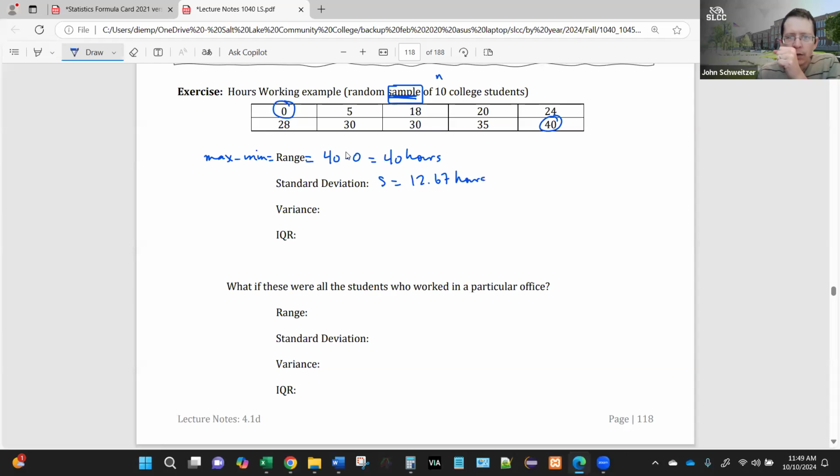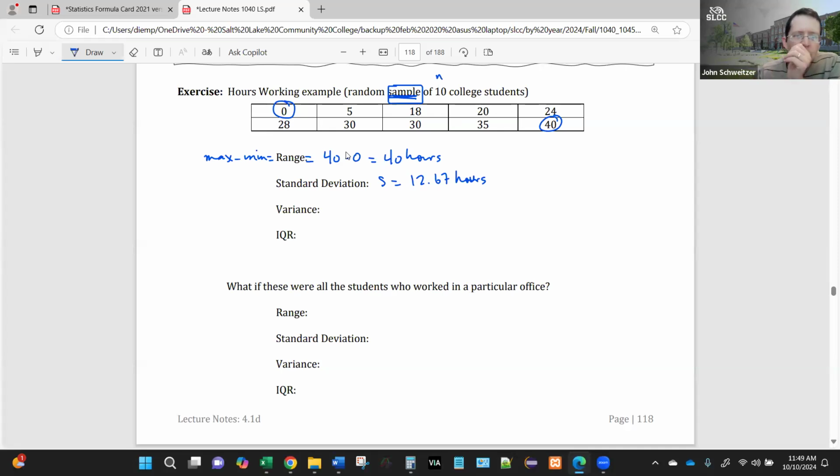So maybe we'll round that to the 2nd decimal place. And again, one of the strengths of the standard deviation is that the units are the same as the data. So this will be 12.67 hours. And what does that tell you? Well, it's a measure of the typical distance from the middle of the data set. So the typical person is within about 13 hours of the average number of hours worked. So it's basically a number that tells you how spread out the data are.